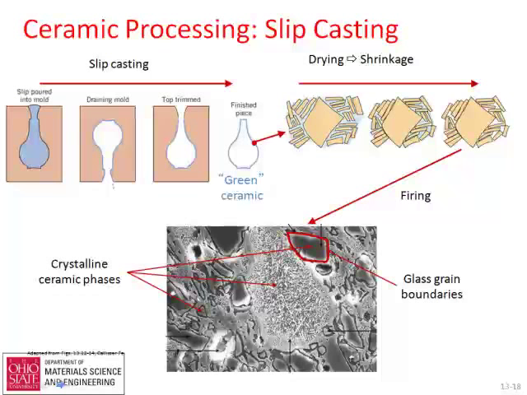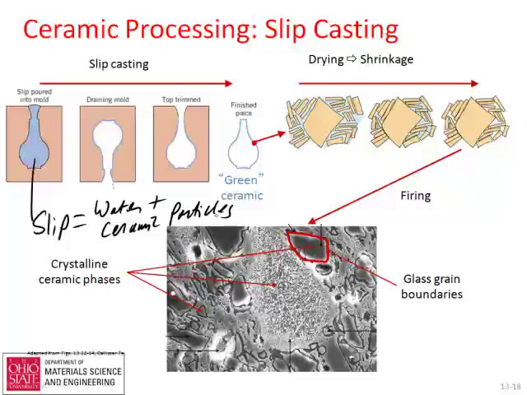Typically, the way we deal with ceramics, because they have such high melting temperatures, is we can't deal with them in the molten state. Instead, we deal with them as powders. And so what we can do is something called slip casting. A slip is basically water plus ceramic particles. And there's usually some other little bits of things in there. And you might have to get the pH right and so forth.